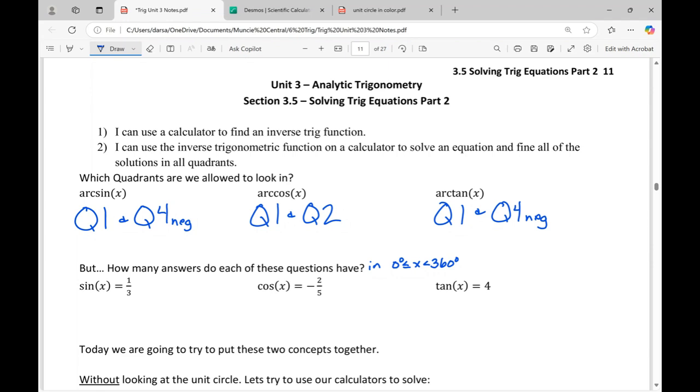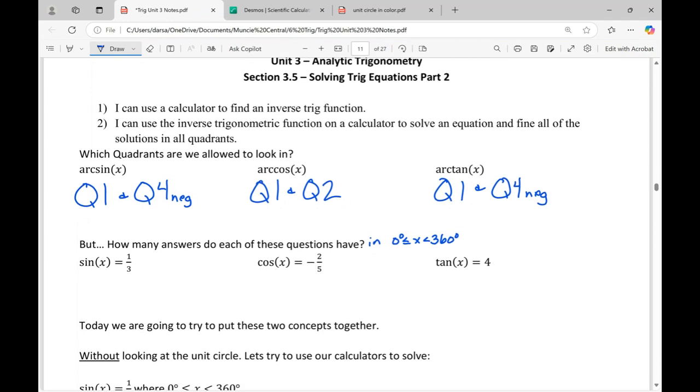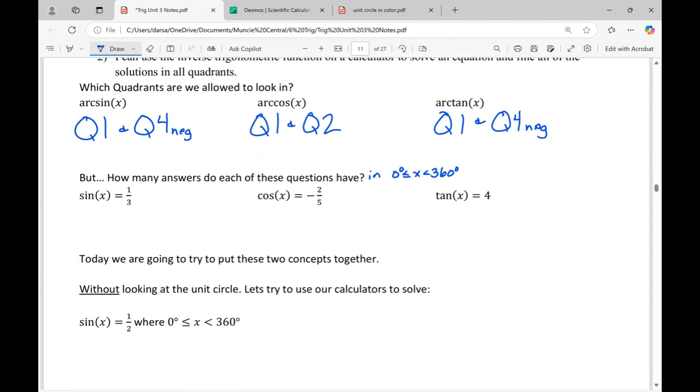But when we are solving equations, usually we are solving those equations over 0 to 2 pi or 0 to 360. So if we look at these three questions right here, how many answers are there to sine of x equals 1/3, cosine is negative 2/5, or tangent is negative 4? How many answers will we get from 0 to 360 for all three of those? Well, we're going to get two positive angled answers.